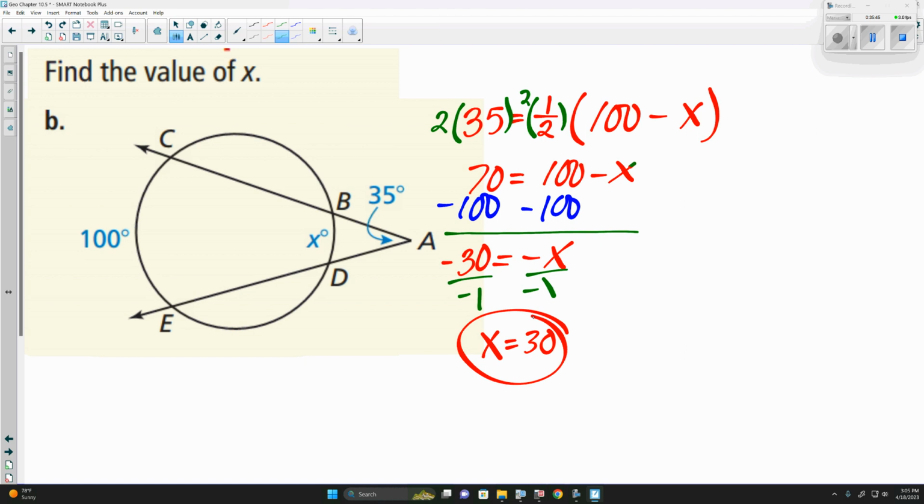But we can also, I think at this point, guys, at this point, if we know that negative 30 is equal to negative x, x should equal 30. Because a negative, negative, positive. So this is where we'll stop for today. We'll pick this up tomorrow.